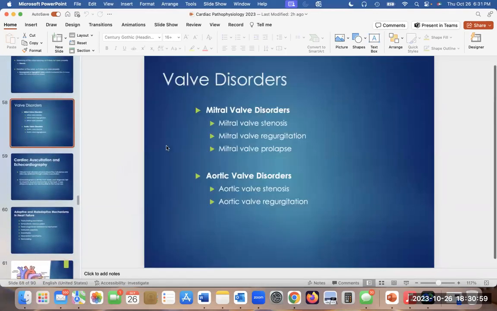So if you're having mitral valve stenosis, you're having narrowing of that valve. If you're having mitral valve regurgitation, you're having backflow of blood at the mitral valve. Same thing with the aortic valve, it's just where it's located. It's just another way of saying that. I hope that that makes sense.